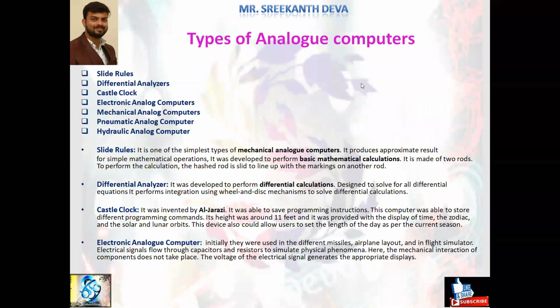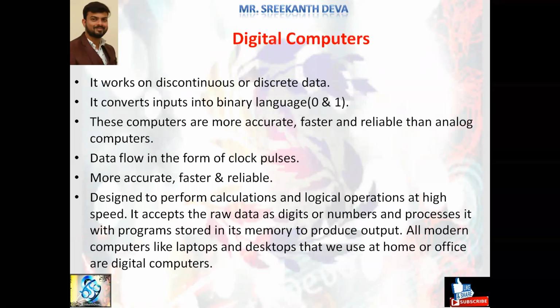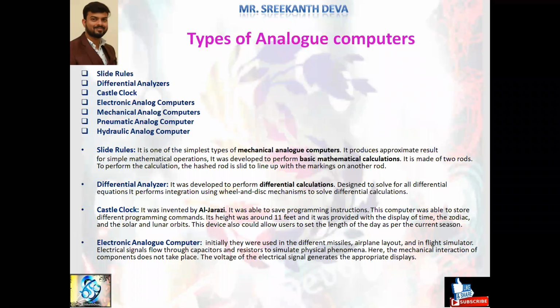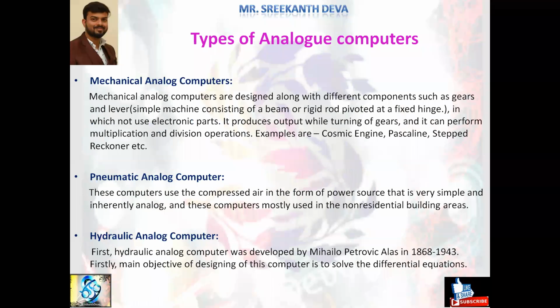analog computers. Okay. See, the digital computers, various digital computers we discussed: microcomputers, minicomputers, programmable computers, laptop, desktop, mainframe, supercomputers. These are all examples of digital computers. But coming to analog, there are various types like slide rules, differential analyzers, Castle clock, electronic analog computers, mechanical analog computers, pneumatic analog computers, hydraulic analog computers. These are all different types of analog computers.